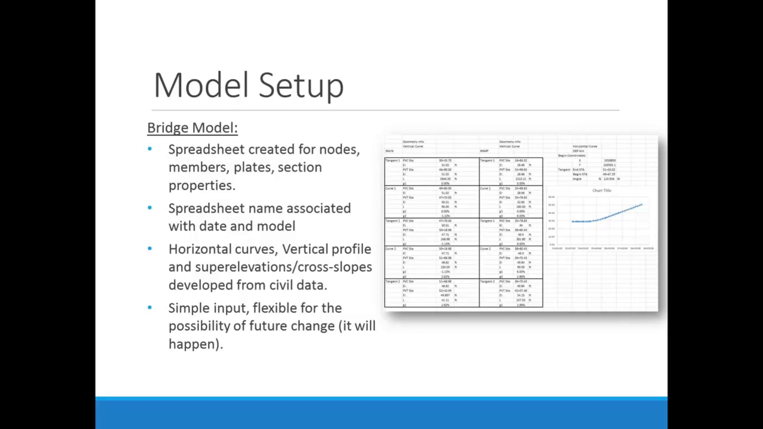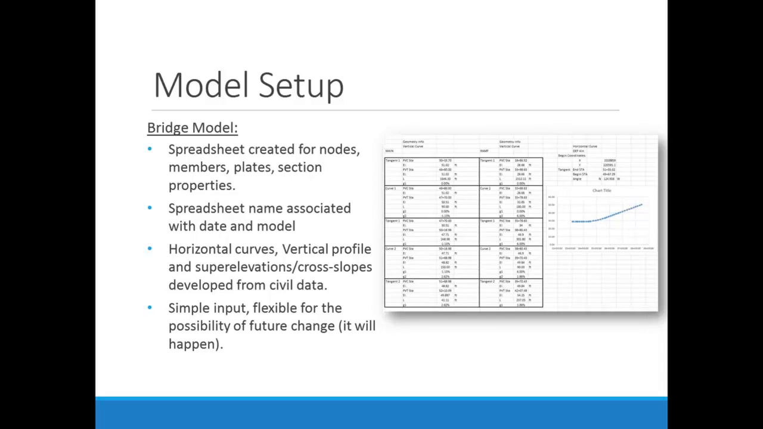So let's say that you're using a spreadsheet to set up your model. You can easily do this to create your nodes, your members, plates, section properties, loading, whatever it may be. And just like when you create your model, your spreadsheet should be named similarly, so that you show your date and a good description. Usually you're going to want to name your spreadsheet similar to the naming of your model. That way you know they go together.